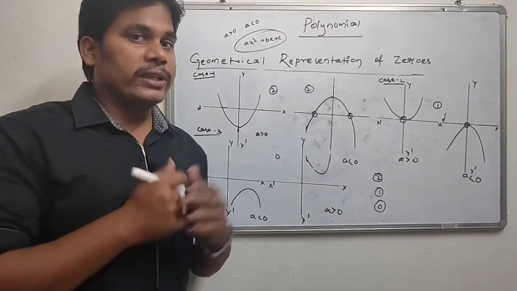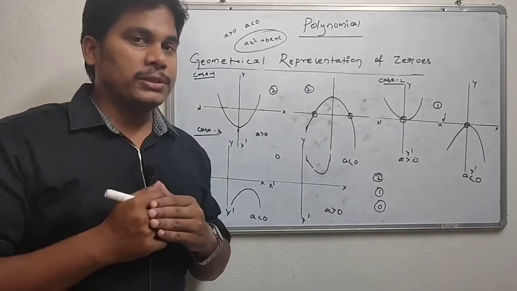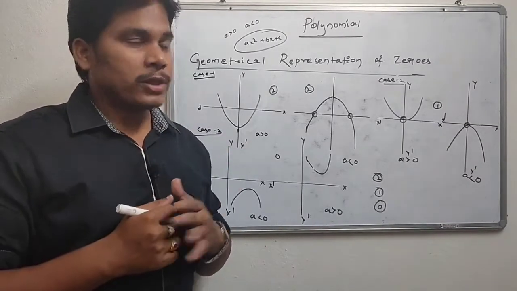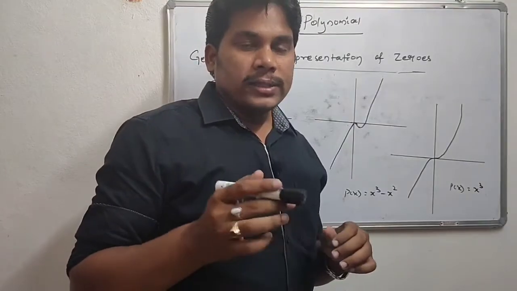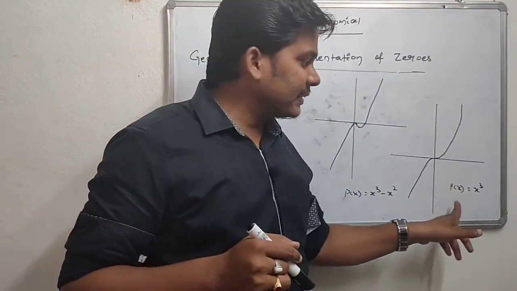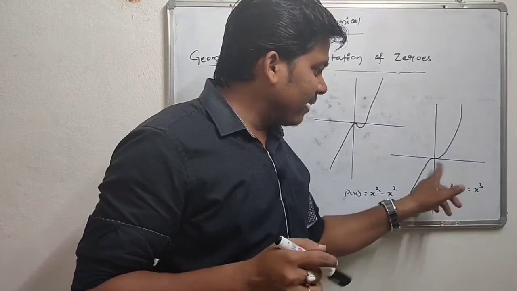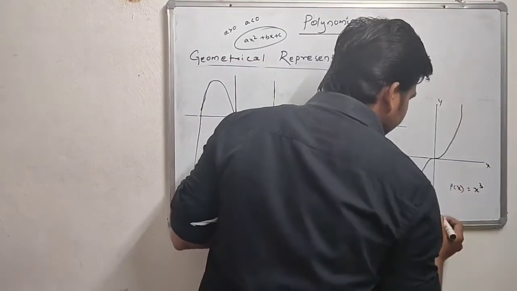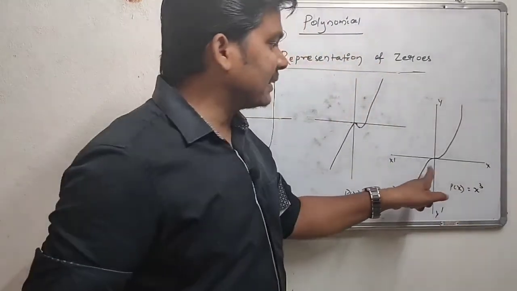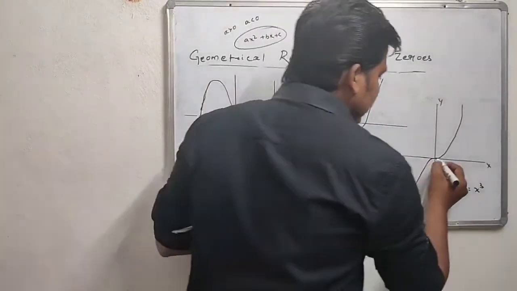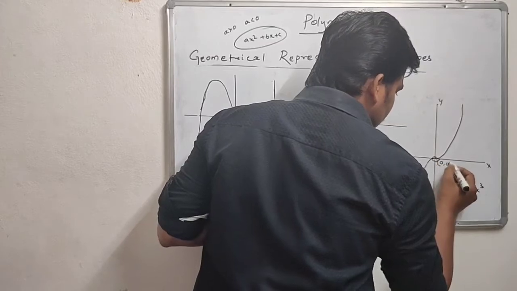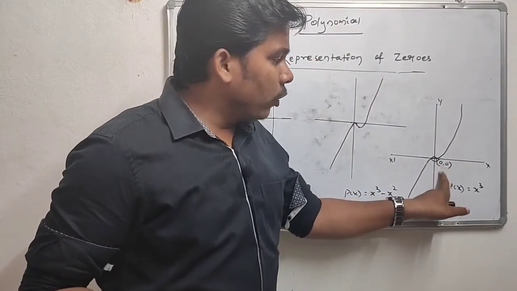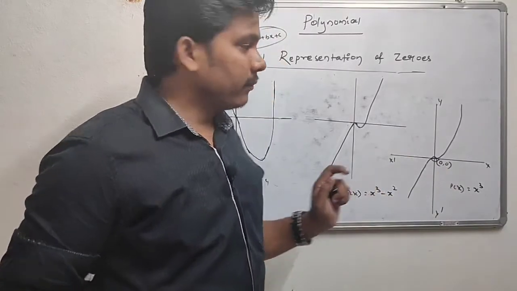Now we shall move to the cubic polynomial. How can we find the number of zeros, and what is the shape for the cubic polynomial? Now see, for the cubic polynomial p(x) equal to x cube, this graph meets the x-axis only at 1 point, that is (0, 0), and hence the zero of this polynomial is 0.